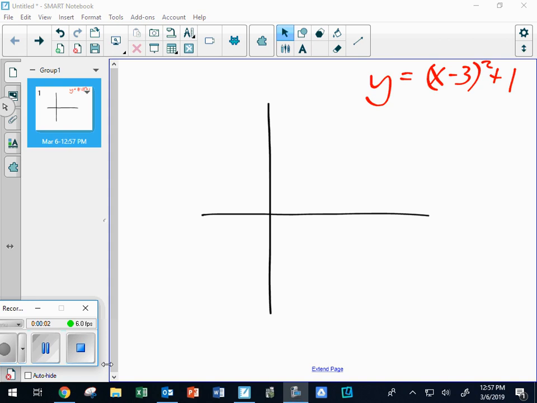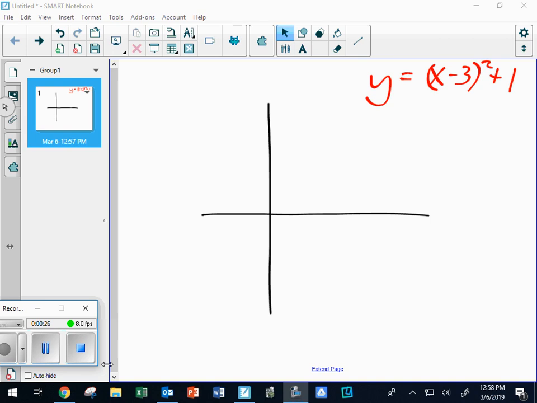We haven't graphed that in a long time, and it's just giving me a chance to remind you of how things move. So what does this start as? A parabola. And then it moves where? To the right. How far? 3. And then what's the plus 1 do? Up 1. All right, awesome.